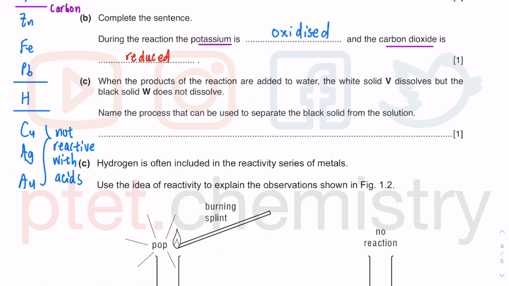Part C, we want to separate the black solid. Solid means it does not dissolve. Insoluble means does not dissolve. That is your black solid. And then you have solutions. Solution is basically the liquid.